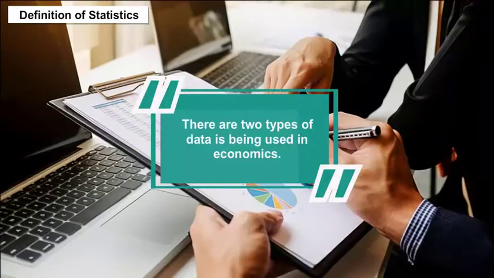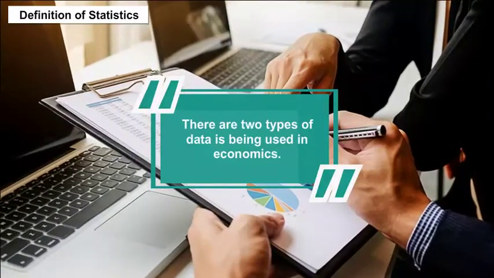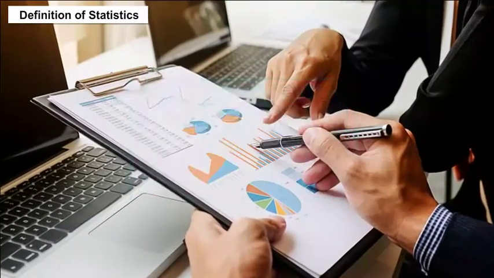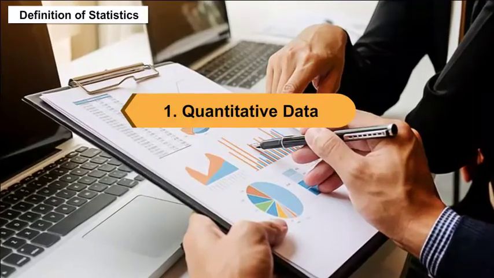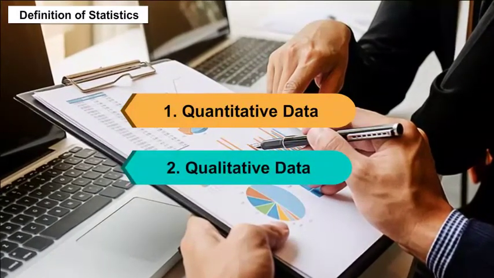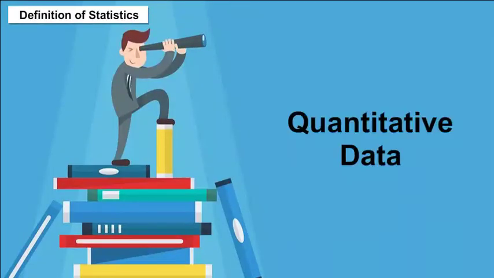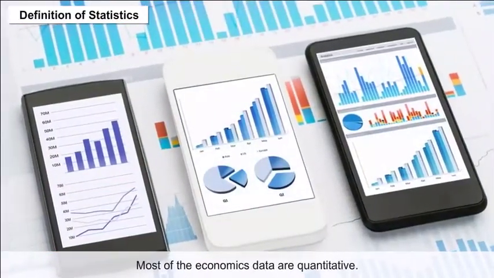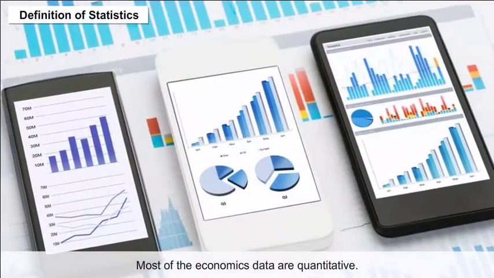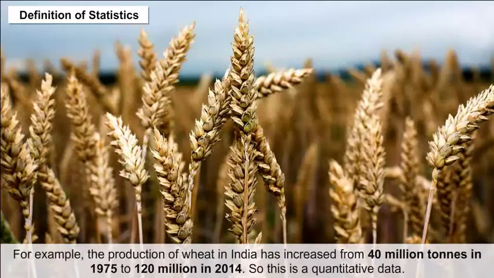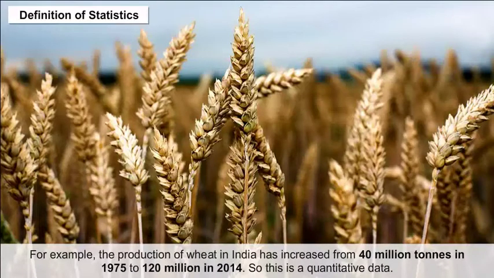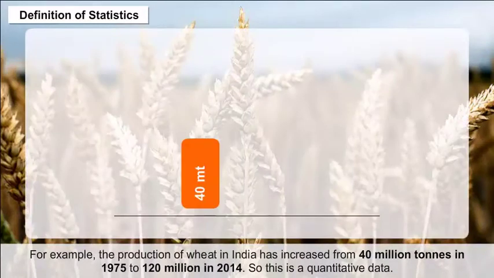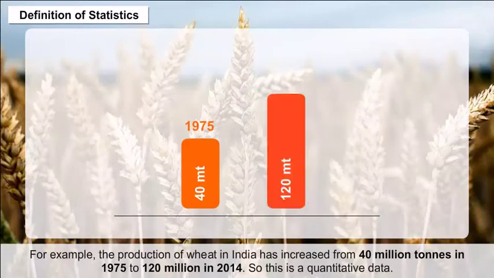There are two types of data used in economics. One, quantitative. Two, qualitative. Quantitative data. Most of the economics data are quantitative. For example, the production of wheat in India has increased from 40 million tons in 1975 to 120 million in 2014. So this is quantitative data.